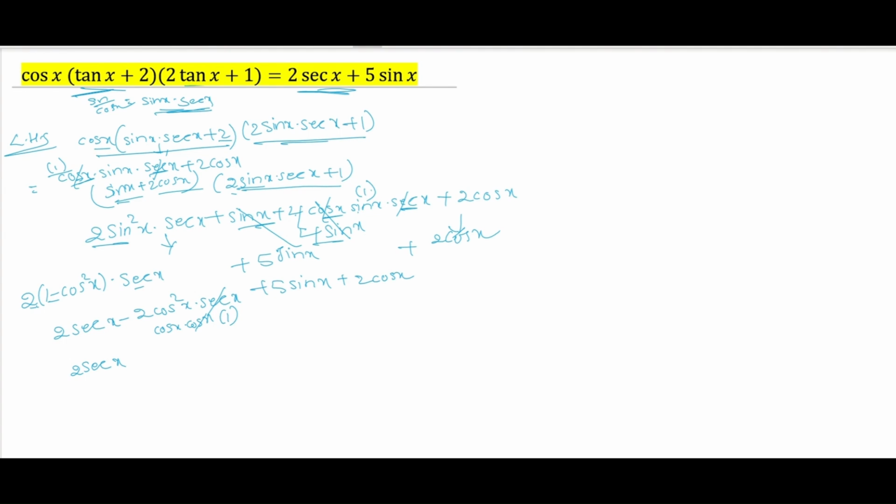2 secant x. Here in that next term, we have 2 cos x plus the remaining 5 sin x plus 2 cos x. These 2 cos x minus 2 cos x will get cancelled out. The remaining would be 2 secant x plus 5 sin x. That's the required RHS.